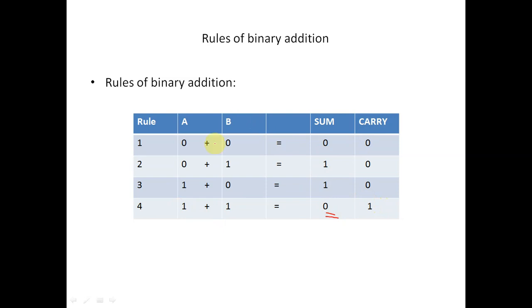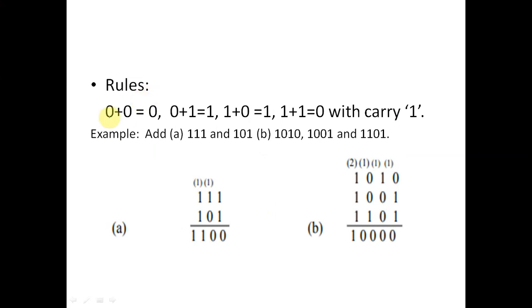Again I repeat: 0 plus 0, sum 0 with carry 0. 0 plus 1, sum 1 with carry 0. 1 plus 0, sum 1 with carry 0. 1 plus 1, sum 0 with carry 1. See the examples, these are the binary rules. Here I am taking an example.